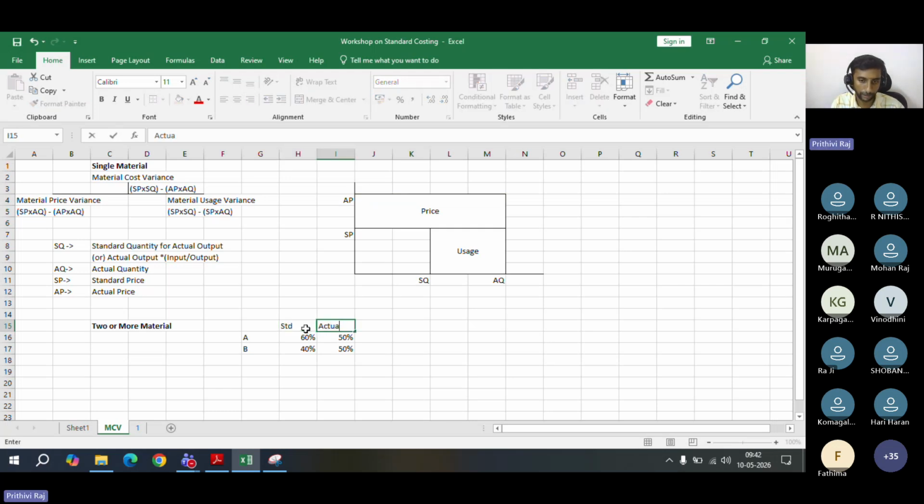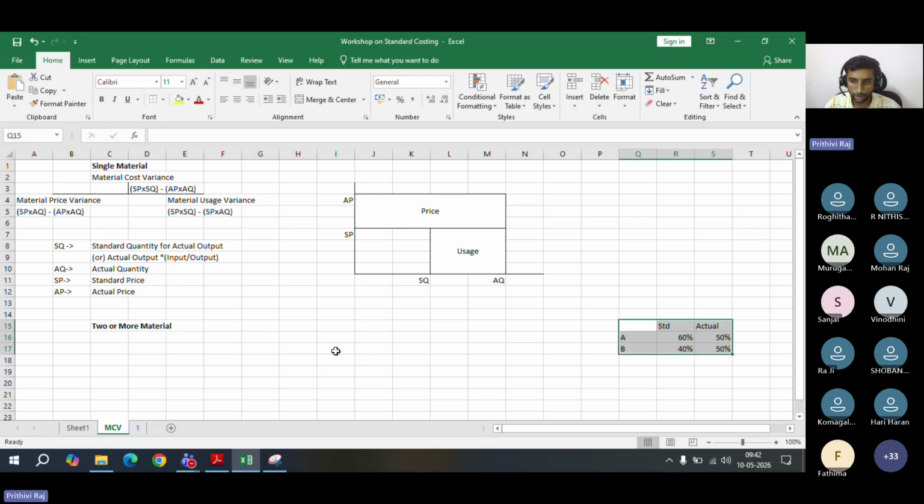Standard versus actual mix. When you have to prepare a finished product, you have to use a mix like 60% of A and 40% of B, but you end up using A 50% and B 50%. Because of the change in mix, there will be some changes in the cost. To identify this is called the mix variance. This should not be treated as efficiency. This increase or decrease in cost is purely because of the change in mix. There is no efficiency in the process. So we are going to separate this as a mix variance. Now let's see the graph.